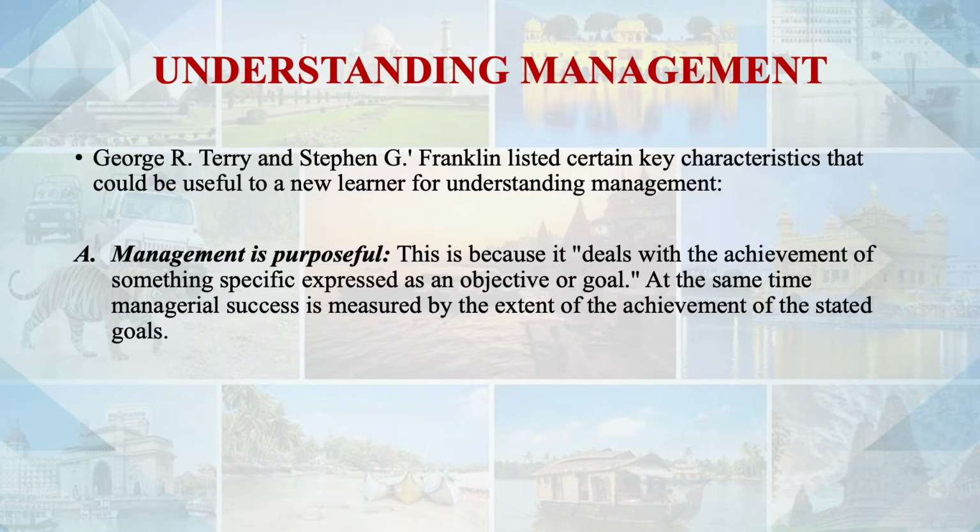What exactly are you getting out of it? Because it deals with achievement of something. And when you say achievement of something, that means an objective or a goal. So in management, you have some objectives, as I said, organization objectives for what you want to do. So management is done to achieve an objective or a goal.